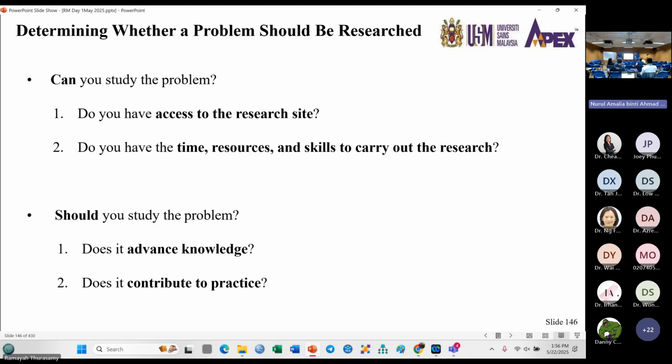Okay, before you start embarking on the topic, these are the two questions you need to answer. Can you study the problem? For those who are doing qualitative research, right? You must have access to your research sample. Let's say the company, right? If you don't have access, cannot. Okay. Second issue is, do you have the skills? Most of us don't have that skill, right? Qualitative.